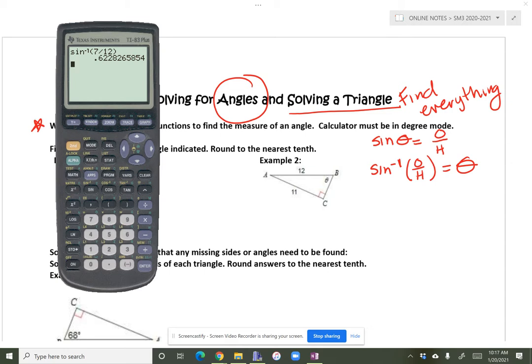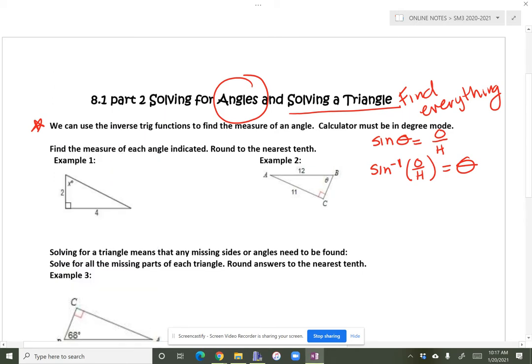Real quick, if you get something like that, you have to check your mode. We have to be in degrees. So that's how we change it. We push the mode button, go over to degrees, and then I'm going to push enter again. And that tells me that's a 35-degree angle, the theta I'm talking about. You'll see it a little bit better in a moment.